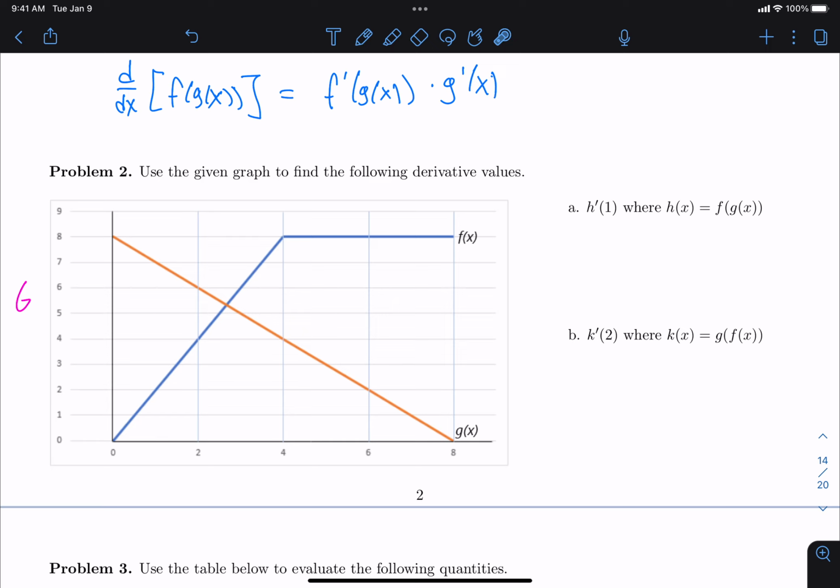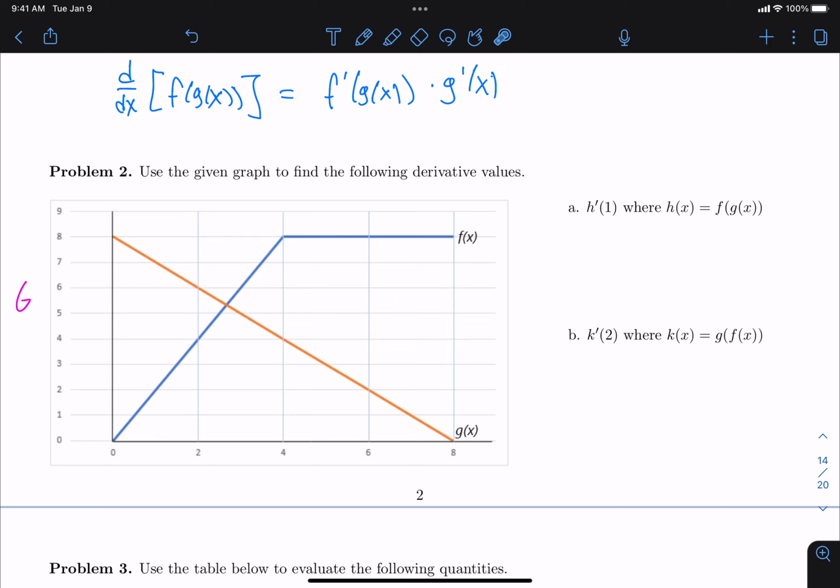g of 1 is given by the height of the function, and the x value is 1, which is what? g of 7, right? So we can replace this by f prime of 7.